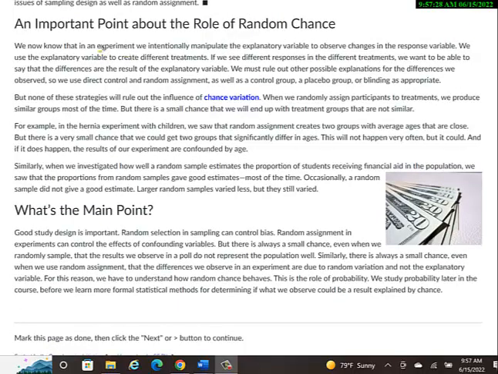So now we know that in an experiment, we intentionally manipulate the explanatory variable to observe changes in the response variable. We use the explanatory variable to create different treatments. If we see different responses in the different treatments, we want to be able to say that the differences are the result of the explanatory variable and not any other confounding variables. We must rule out other possible explanations for the differences we observe, so we use direct control and random assignment, as well as a control group, a placebo group, or blinding or double blinding as appropriate. But none of these strategies will rule out the influence of chance variation.